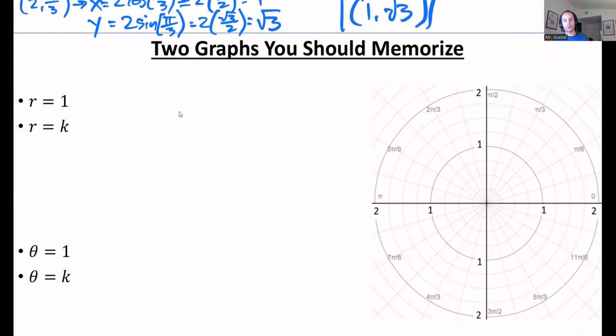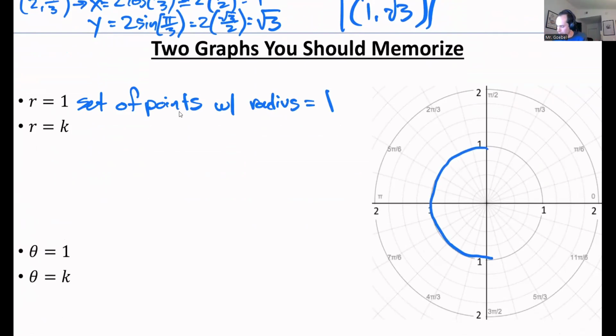Okay. r equals 1 to start with. Well, what's this going to look like? This is the set of all points, I'll write it out in words, set of points with a radius equal to 1. Well, what's this going to look like? Well, this is just a circle with a radius of 1 here. Let's see, I'm drawing it.